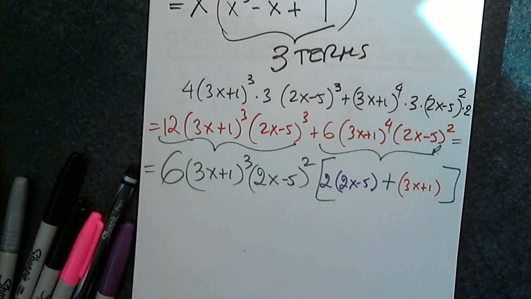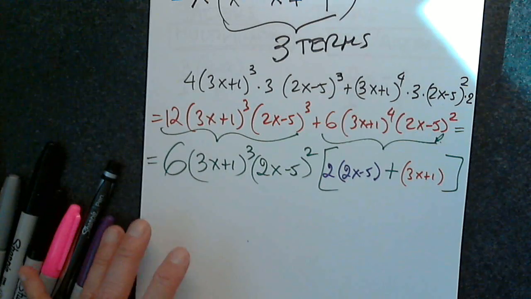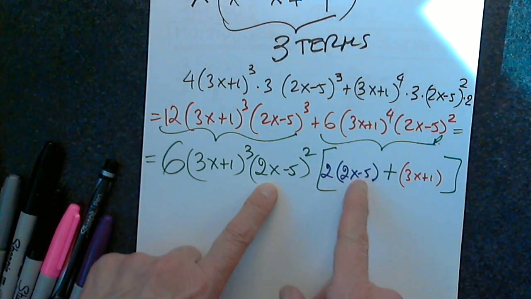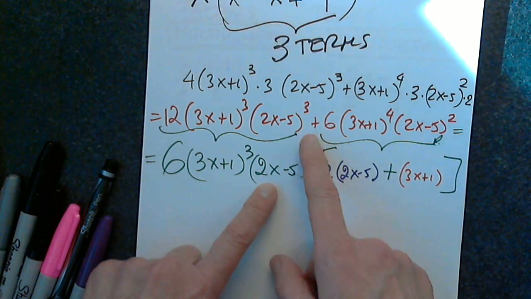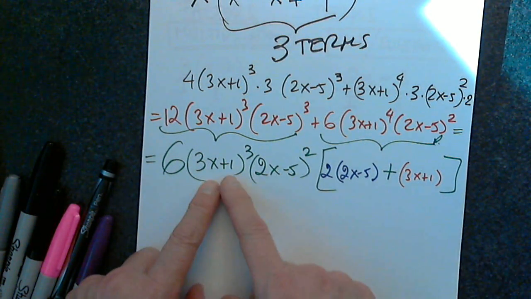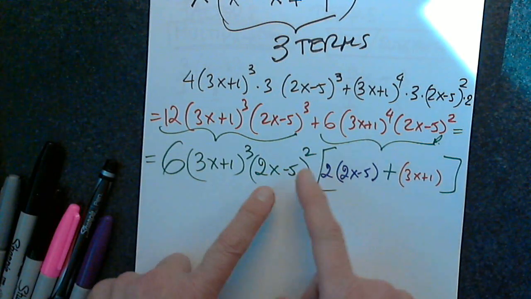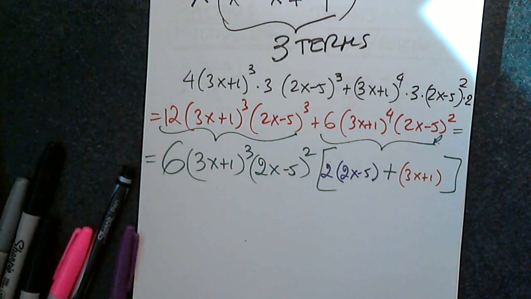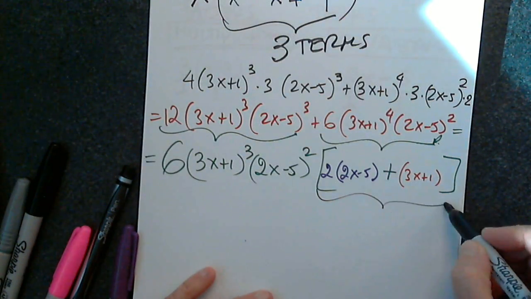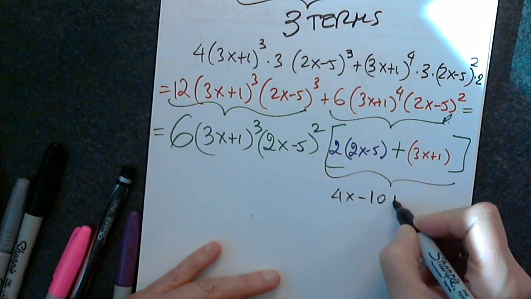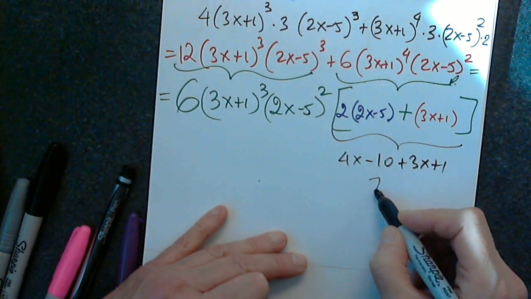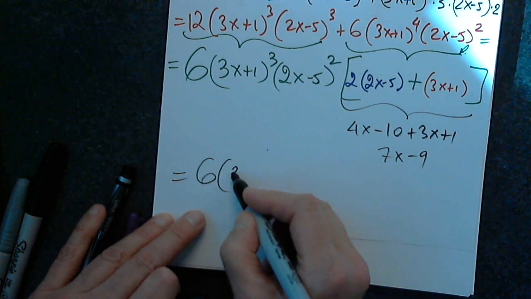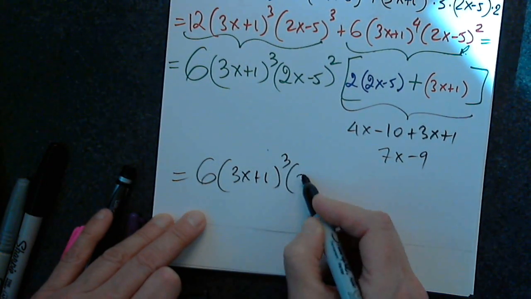Now, how do I verify? Let's say I want to verify my work. 6 times 2 is 12. This is here. This times this is this. Plus 6 times 1 is 6. This times this is 3x to the 4th power. This times 1 is this. Yes, I have to combine like terms. So this will be in brackets 4x minus 10 plus 3x plus 1, which changes into 7x minus 9. And that will be the final simplified form by factoring.